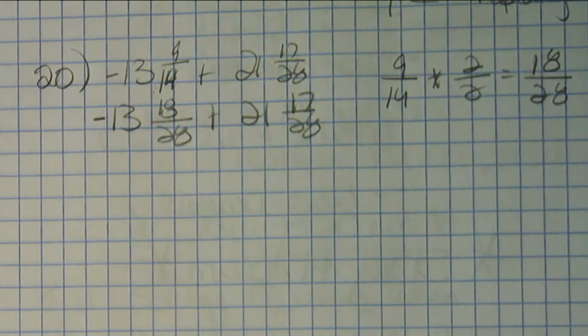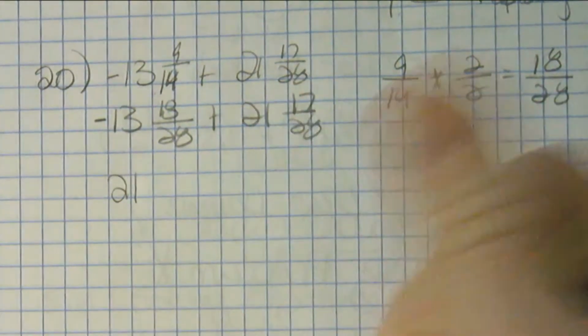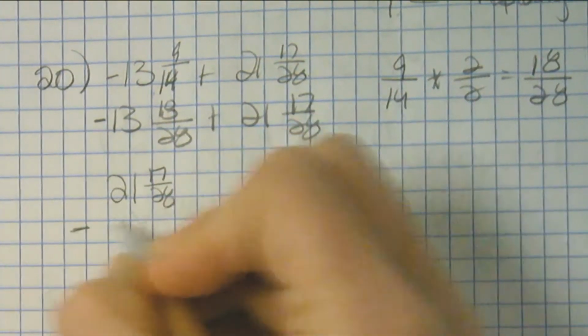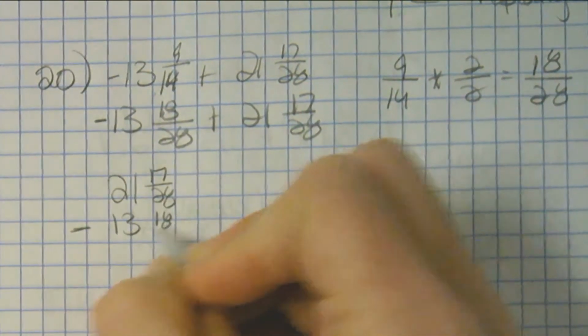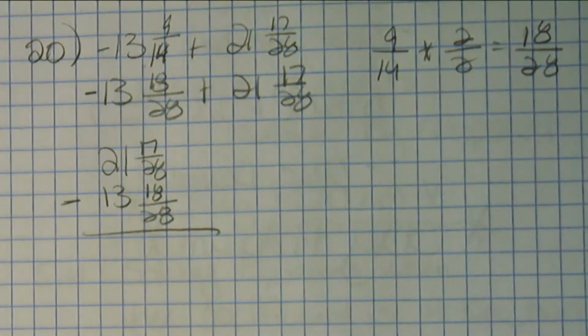I do expect you to stack it, right, to do the subtraction vertically. So I have 21 and 17/28 minus 13 and 18/28. You guys, even though you may not have had a question on this, you're looking at your work. And if you're missing any part of this work, you need to correct your work, because this is everything that I'm looking to see, and this is everything you're being graded on.